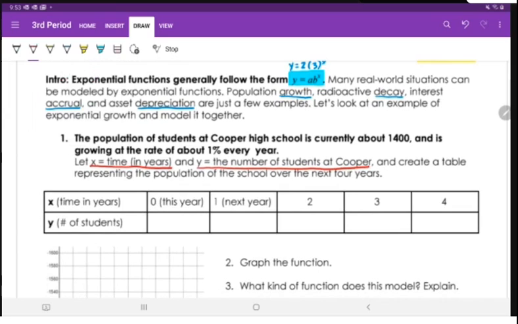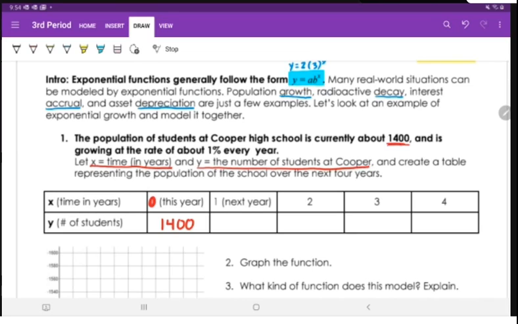So let's start with our first x value. Our first x value is 0. Well, you wouldn't say year 0, so to speak. What we're really saying here is that no time has passed. So it hasn't been any years since this problem started. So our number of students is going to be whatever our starting value of students was. And that's always given to us in the problem. So the problem here says our starting value or our current value of students is 1,400. So we can just plug that right into our table without thinking too hard about it.